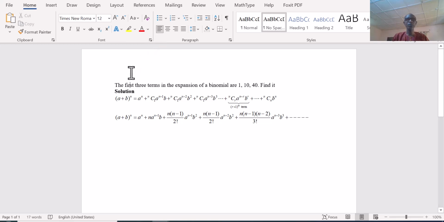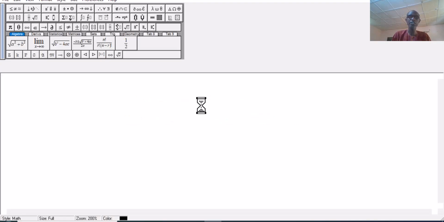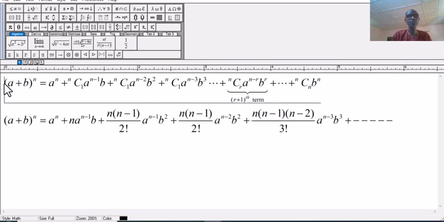Okay, we are given this question still under binomial theorem. The first three terms in the expansion of a binomial are 1, 10, 40. We should find the values. So let's start. Before we start, we need to get knowledge of this expansion.